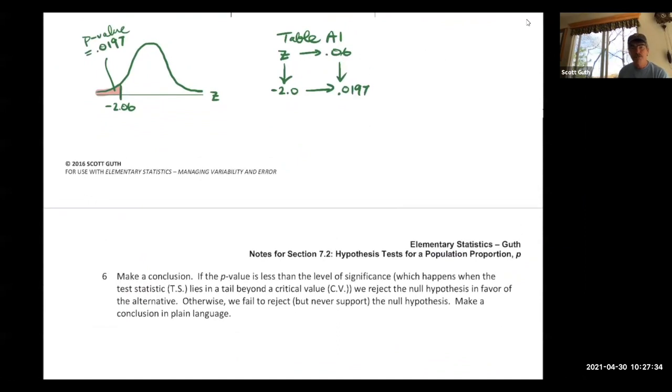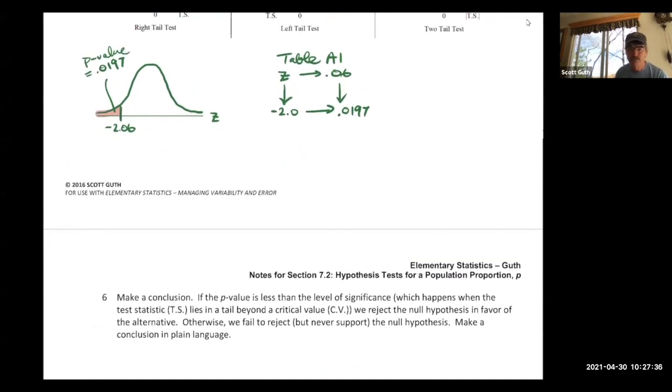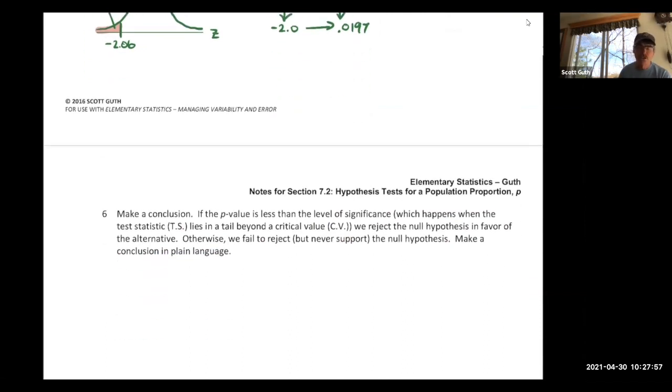It says if the p-value is less than the level of significance here, which happens when the test statistic lies in a tail beyond the critical value, we'll reject the null hypothesis in favor of the alternative. Otherwise, we fail to reject, but we never support the null hypothesis, and then we have to make a conclusion in plain language.